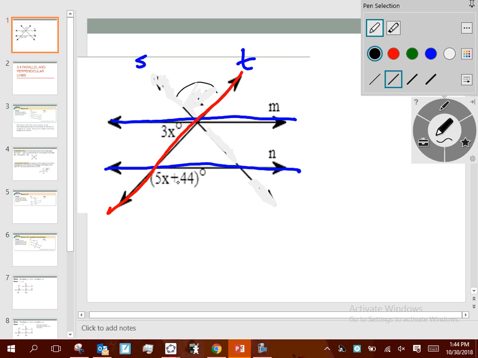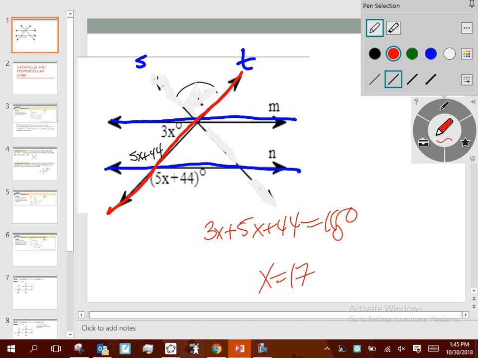And now, can I take this 5x plus 44, just like the last question, right there? What would be the link between these two? If the lines are going to be parallel, they have to be supplementary. I'll let you go through the work here on your own algebraically, but that should give you x to be 17. Then you can plug that back in and find those specific values if you need. That will force M and N to be parallel.